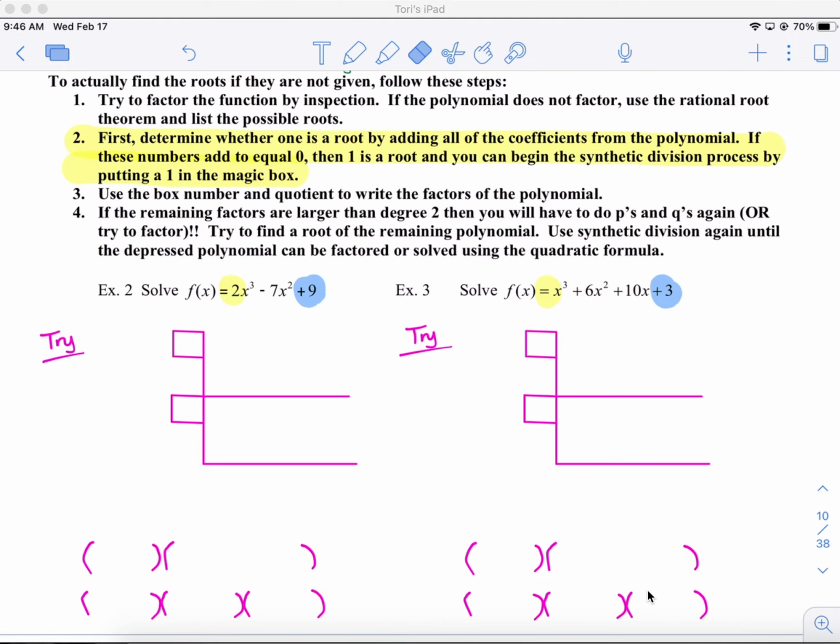First thing it tells us to do is try to factor the polynomial by inspection. If the polynomial doesn't factor, then the rational root theorem helps you. So if I look at that and I just already know what 2x to the third minus 7x squared plus 9 is going to be, then that's awesome. You can do guess and check, figure it out from there. If not, then we start evaluating.